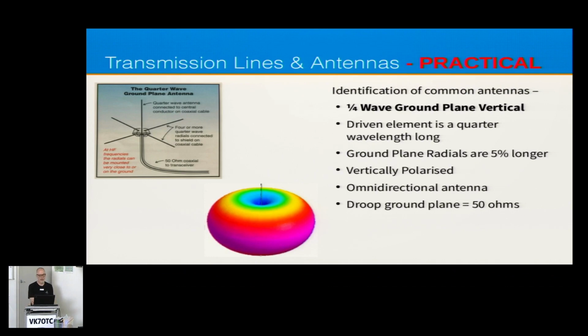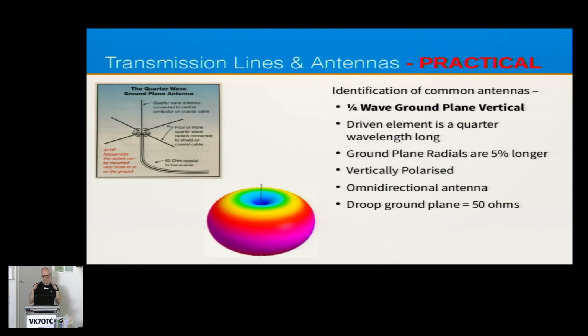Now, quarter wave. This is probably one of the simplest antennas you can actually make, because you can make it on an antenna socket. It has a quarter wavelength vertical, and then it has what we call quarter wavelength ground planes that come out in the horizontal. And those radials are just a little bit longer than the quarter wavelength radiator in the middle. It's vertically polarized, it's a donut, and it's what we call an omnidirectional antenna. It transmits in all directions, although not very good for satellite work because there's not much that goes up.